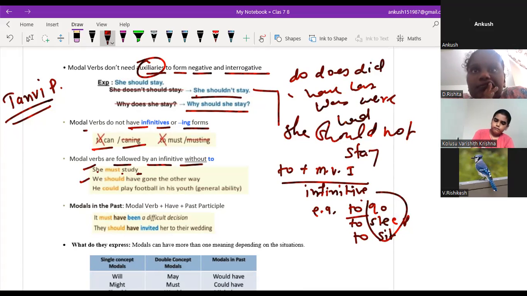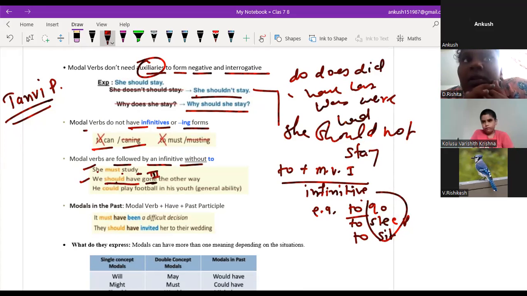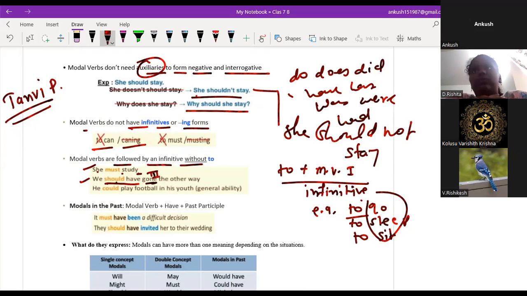So we should have gone the other day. See, whenever there is a combined helping verb, should plus have, it is combined. So whenever have is used, the third form of the main verb is used. Which form is used? Third form. He could play football in his youth. Generally, it is showing ability in which tense? Past tense, or past time. Understood? Okay.